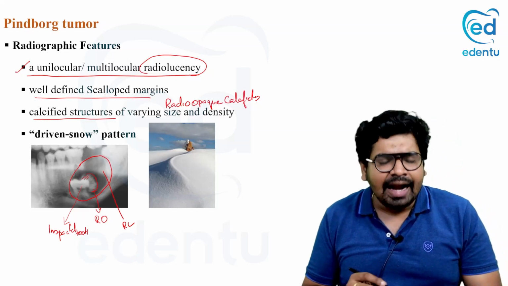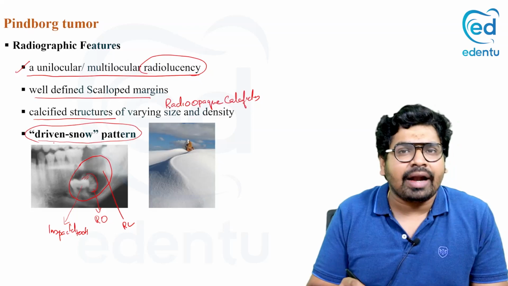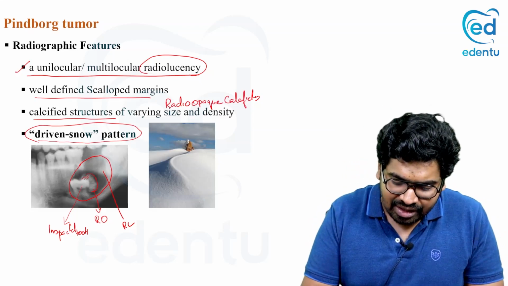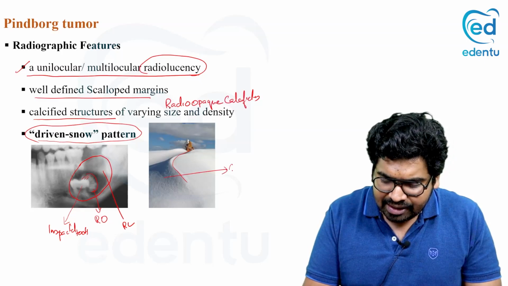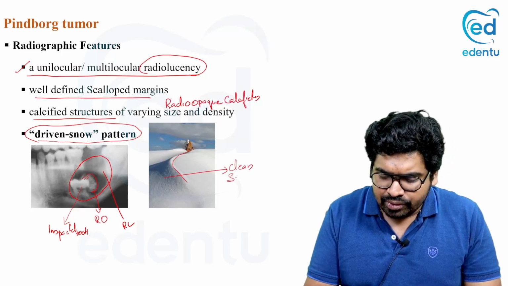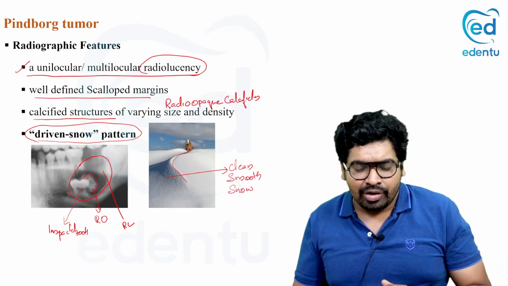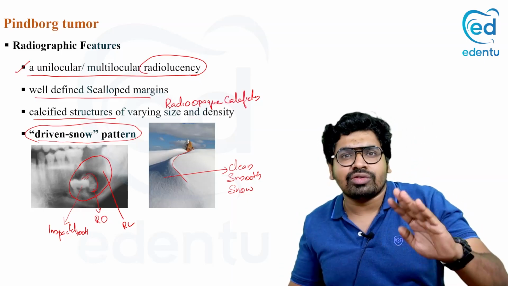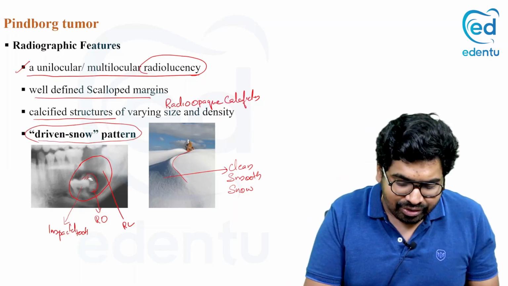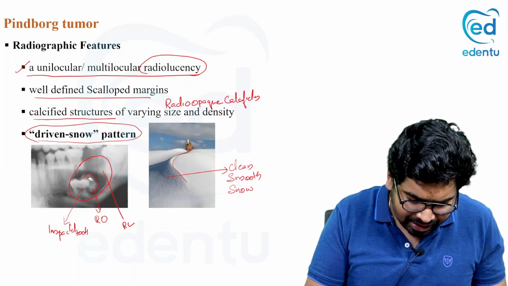That appearance of this radio opacity is called driven snow pattern. It means it is very clean, smooth snow. That is a driven snow. Fresh snow, no footprints, no impressions. It is clean, smooth snow, the first form of snow. Similarly, you can see a driven snow pattern here.